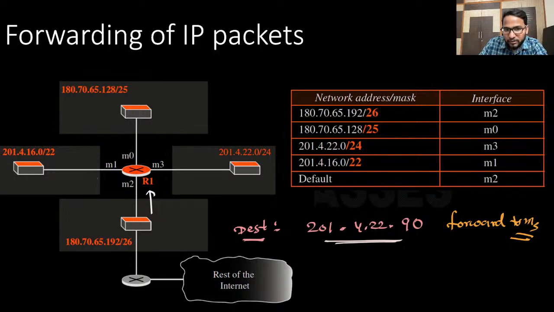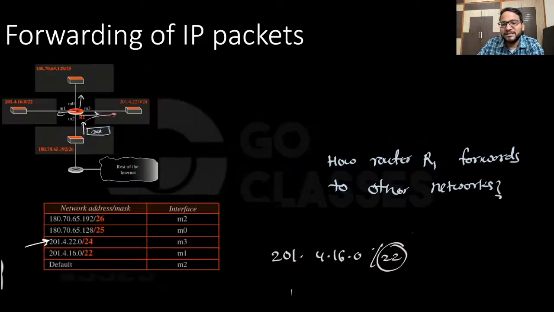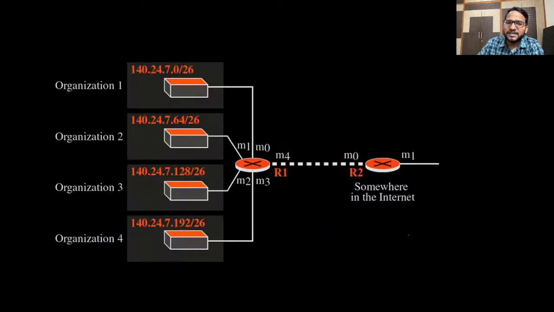If some packet is coming to this router, it will consult the routing table, and based on this, it will forward, right? Whichever it is matching. Now, let's see a situation where this router is basically connected to this router, and this router is connected to 4 organizations. Now, can you write a routing table?